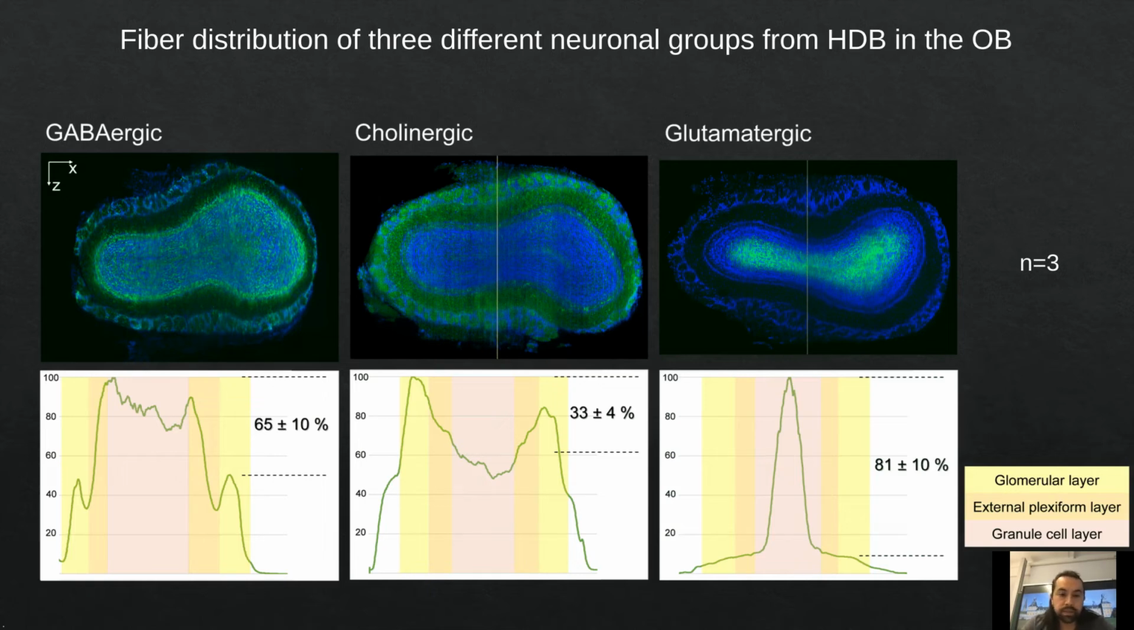So that gives us a hint that different neuron types project to different regions in the olfactory bulb. That was what Martin was mentioning in the beginning. And so then we have a different recruitment of the network inhibition there. And that's something that we can only see if we look at the synapses. And that is the next step.